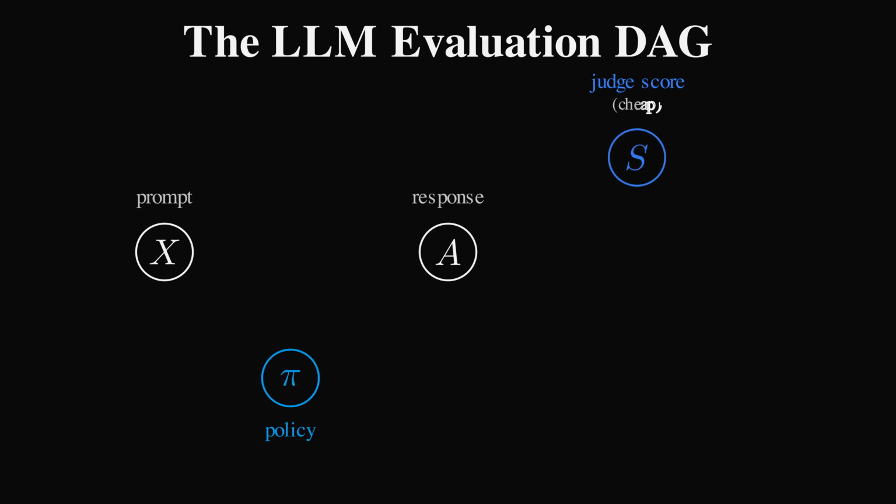S is the cheap judge score, an LLM judge, a heuristic, something you can run at scale for fractions of a cent. Y is the expensive oracle label. For example, like human expert annotations or a long-term user outcome you're willing to treat as ground truth.